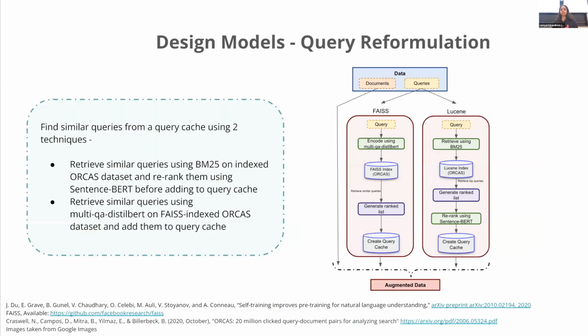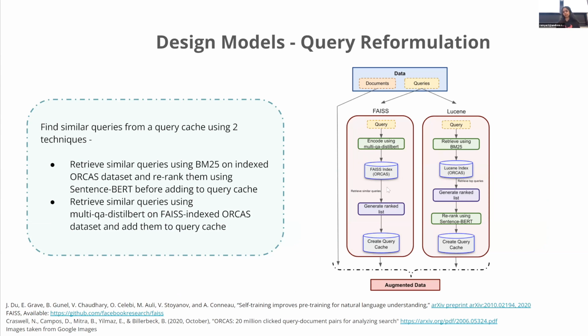Then finally, we have our first model-based technique called query reformulation. But here the query is not augmented in the general sense. We actually replace the query using a similar query. We have two pipelines that we use using a FAISS index and a Lucene index. So in the FAISS pipeline, the query is encoded using a multi-QA distilled BERT, and it retrieves similar queries using a FAISS index.